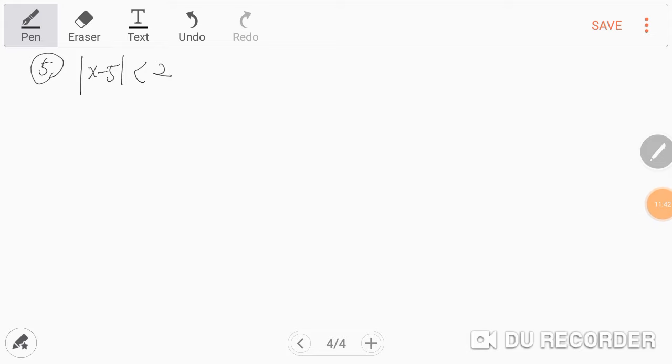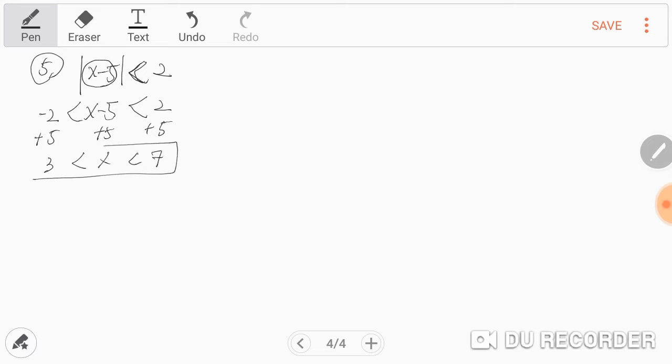Okay, this is an inequality now. When we solve an absolute value inequality, if the absolute value is less than 2, then always the expression inside the absolute value is between positive 2 and negative 2. So we put x minus 5 in the middle. This expression, x minus 5, is between negative 2 and positive 2. From this, we can solve for x. Add 5 to all three parts, then x is between 3 and 7. So this is the solution.